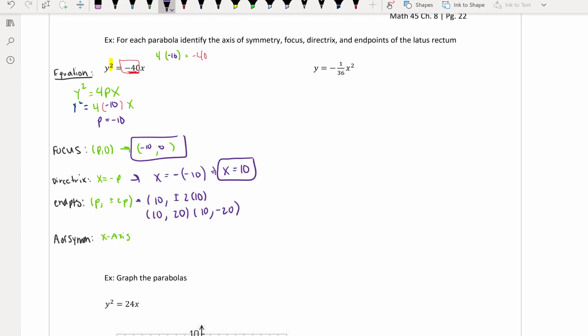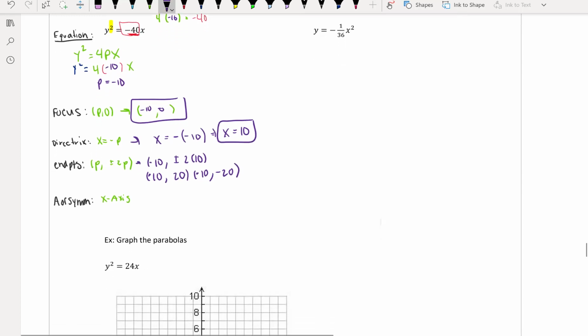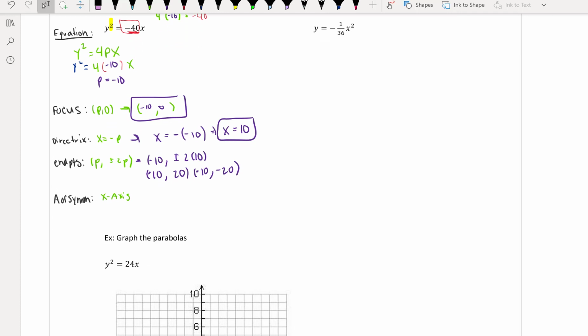And I have to be careful. What is my p-value? My p-value is negative 10. So all of those are negative 10s. So p is equal to a negative 10. And now since the x-axis, you can just say that that's really just going to be my y is equal to 0. So now I have all of the important information that I need.